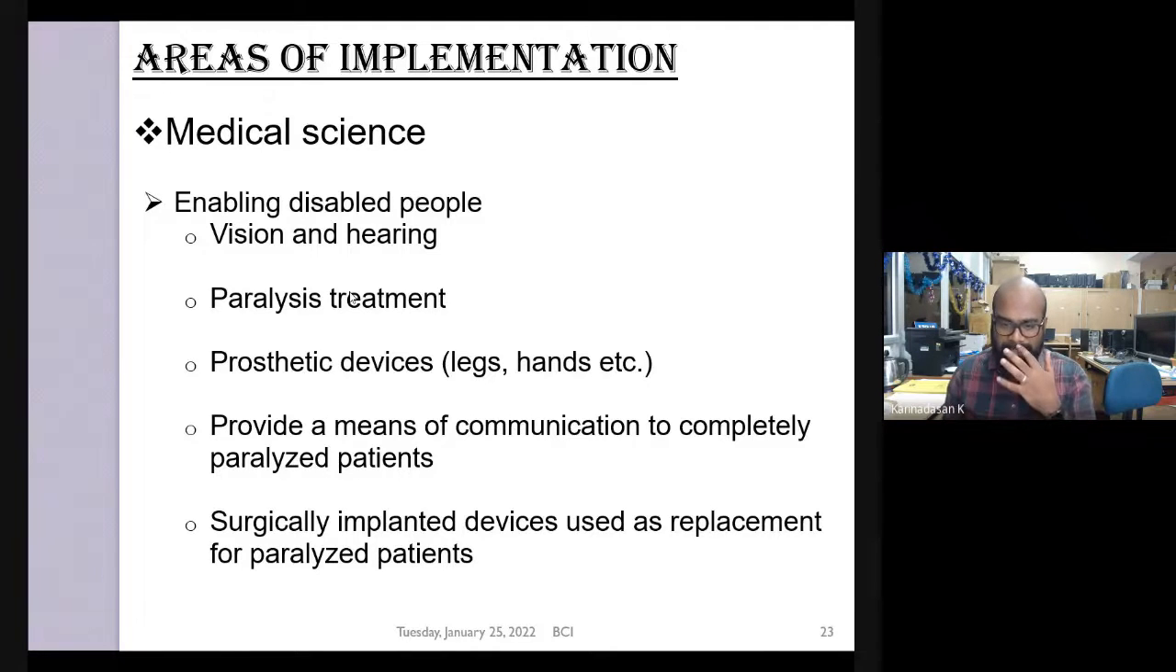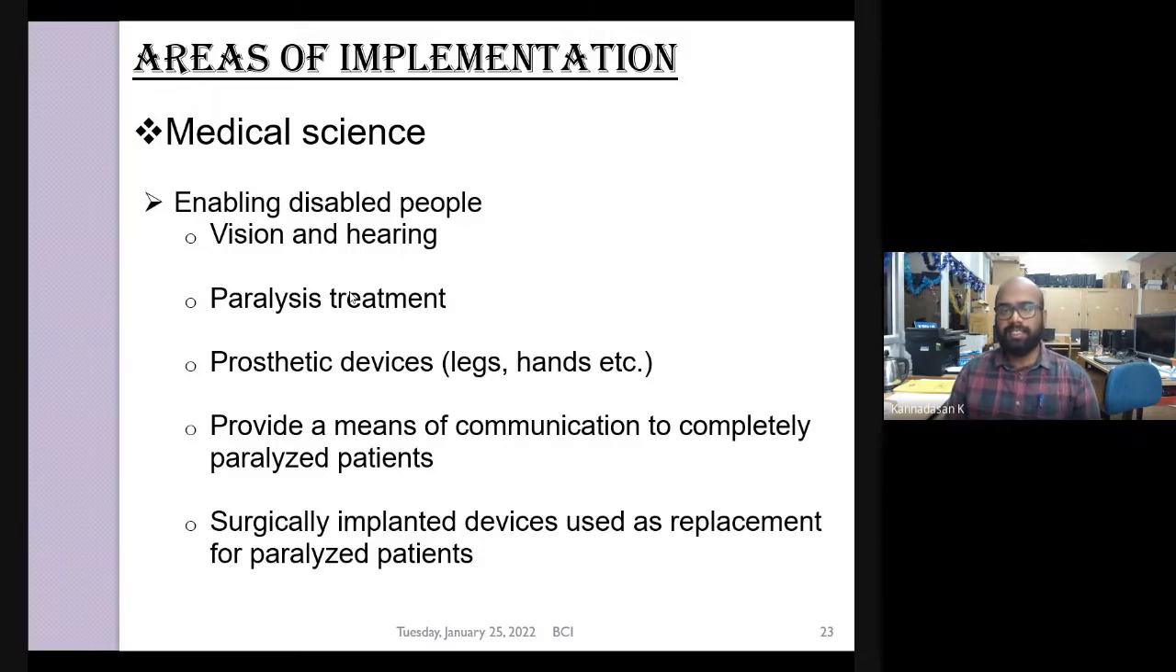Communication for completely paralyzed patients: a paralyzed patient is a person who can't interact with the outside world. That is the issue. Of course, they cannot speak. They can't say that they are suffering from this or that. We can capture their brain signals and try to get some meaning out of them. That is where BCI comes into the picture. Surgically implanted devices are used as a replacement for the paralyzed. These are the different applications for paralyzed patients, along with prosthetic devices, and vision and hearing.